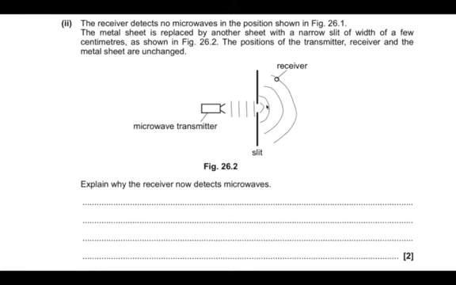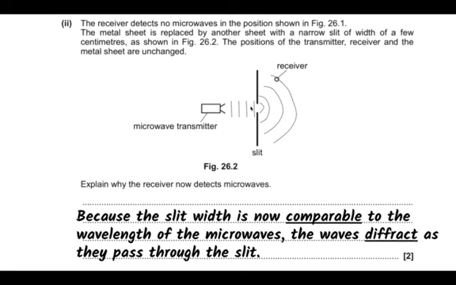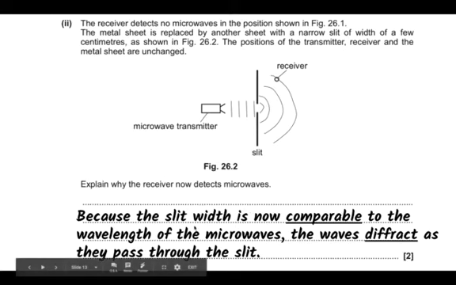By the way, diffraction looks something like this. The reason why you get diffraction is because the gap is comparable to the wavelength. It's not because it's smaller. You can't keep making this smaller and smaller and get better and better diffraction. You'll only get good diffraction when the gap is comparable to the wavelength of the microwaves. So the sort of thing you need to be writing here is, because the slit width is now comparable to the wavelength of the microwaves, the waves diffract as they pass through the slit.